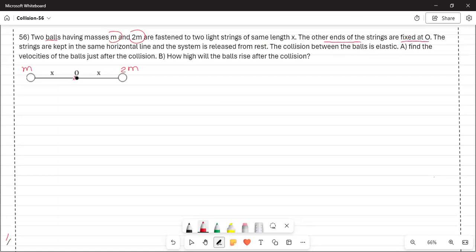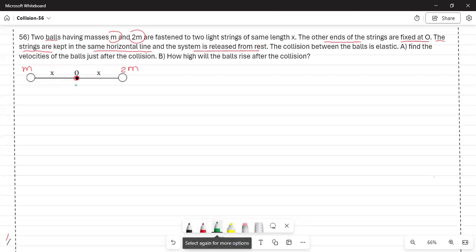So this is a fixed point. That means the two strings are tied at this point. The strings are kept at the same horizontal line and the system is released from rest. If it is released, obviously there will be a collision. How will there be a collision? Both of them will come to this point. Some point of time, there will be a collision here.